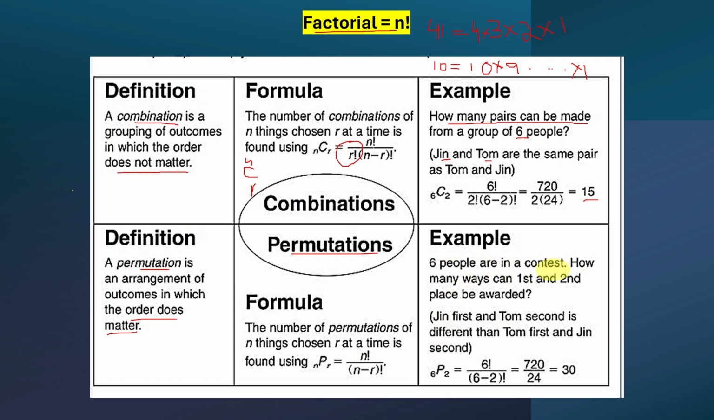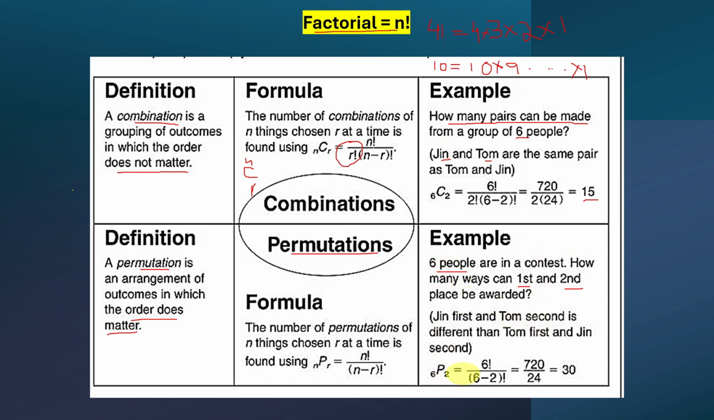6 people are in a contest. How many ways can first and second place be awarded? So this is the question: 6 people are in a contest and how many ways can first and second be awarded? That's 2 places. Jin first and Tom second is different from Tom first and Jin second. So like we said earlier, in permutation, order does matter, whereas in combination, order does not matter, whether you put Jin first or Tom first.